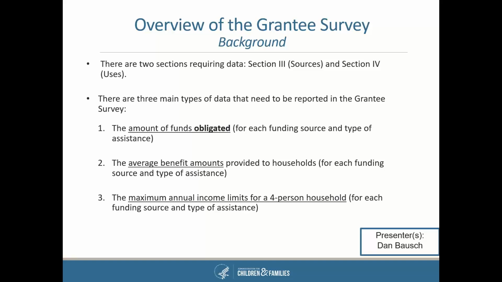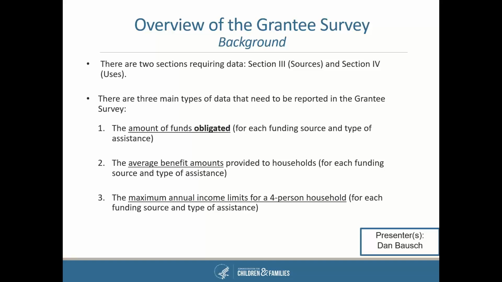The second type of data is average benefit amounts provided to households. That's different because that's not looking at obligations, but at the benefits you actually gave out during the prior federal fiscal year, in this case FY24, looking at all those benefit amounts for each assistance type and calculating the mean or the average to be able to report this.